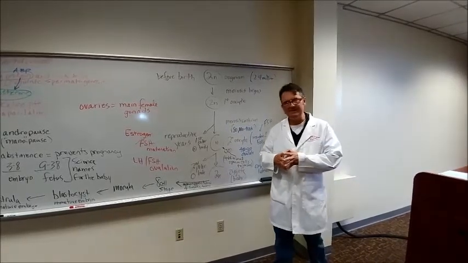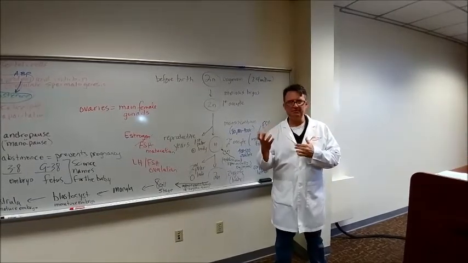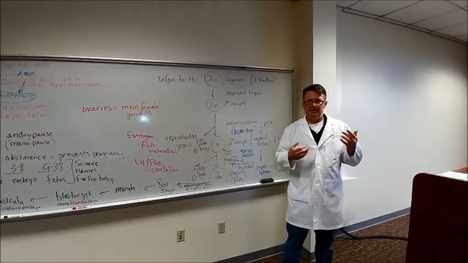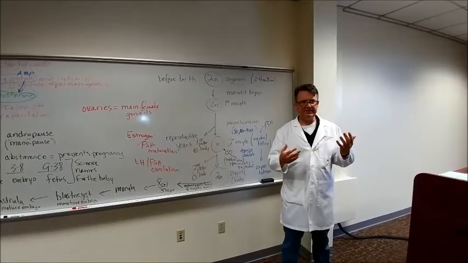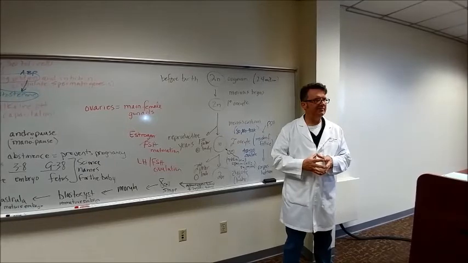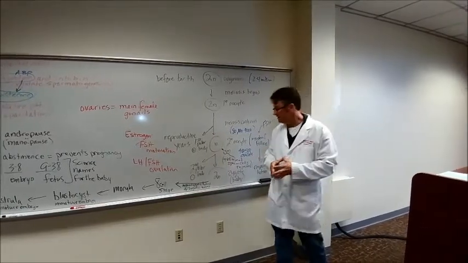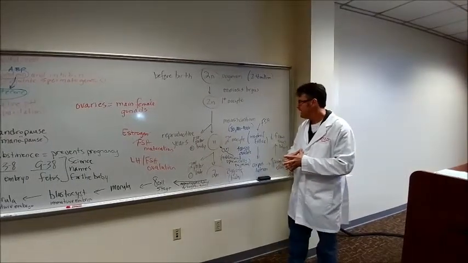But think about this. If a lady's fertile for 30-ish years and there's 12 months in a year, 30 times 12, that's 360. So this 500 might be a little bit high for how many eggs a female might release in her lifetime. Maybe, maybe not. It depends on the person, I think.